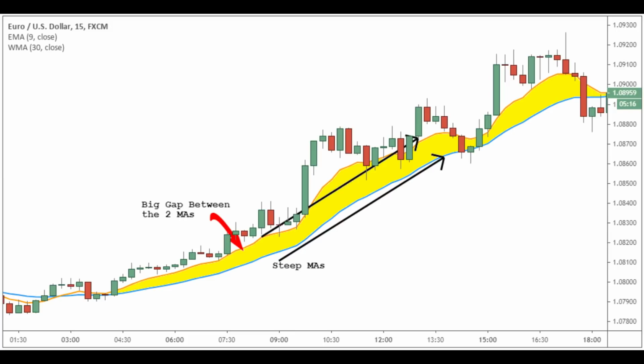The trend can be defined via the two moving averages as follows. The bullish trend is defined when the 9 EMA is above the 30 WMA. The bearish trend is defined when the 9 EMA is below the 30 WMA. The strength of the trend can also be measured via the space created between the two moving averages and the angle of the moving averages. The bigger the gap between the 9 EMA and 30 WMA and the steeper the angle of the two moving averages, the stronger the trend is.